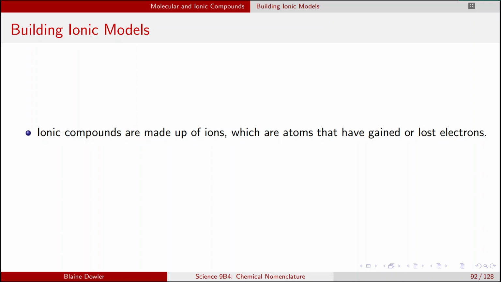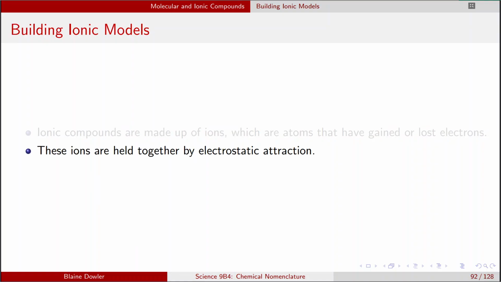Building ionic models. Ionic compounds are made up of ions, which are atoms that have gained or lost electrons. These ions are held together by electrostatic attraction.